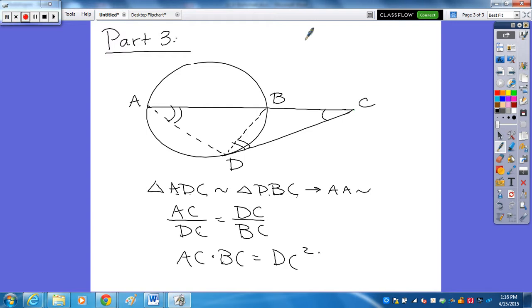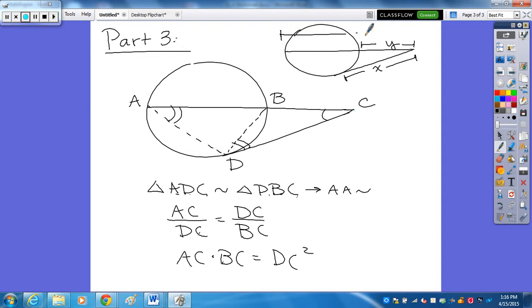Now again, to simplify things, if you want to, I'm going to label this X. That's from here to here. I'm going to label this Y. And I'm going to label this Z. Okay? And so down here, DC, that's squared. So X squared will equal AC times BC. AC is the entire length here, which is Z. And BC is the outer portion of that secant ray, which is Y. Okay? So again, this is the formula I want you using when it comes to the problems for tonight.